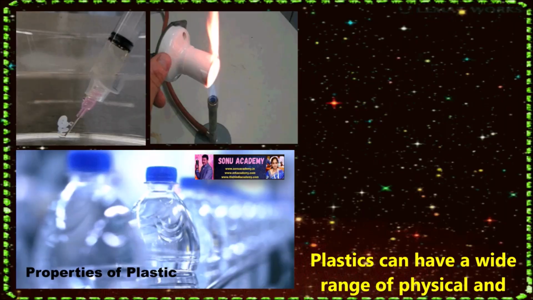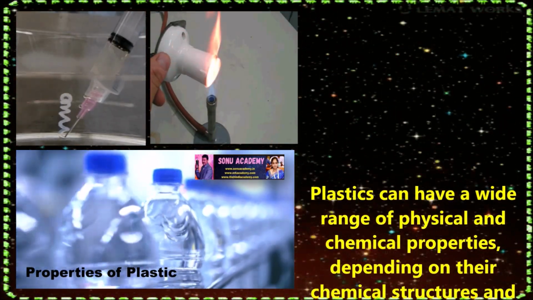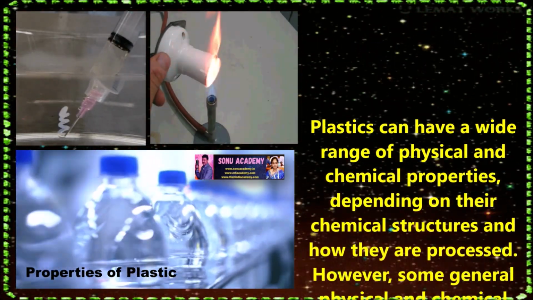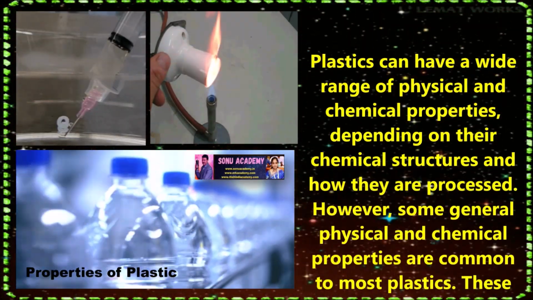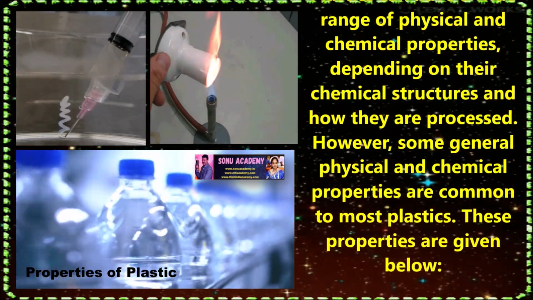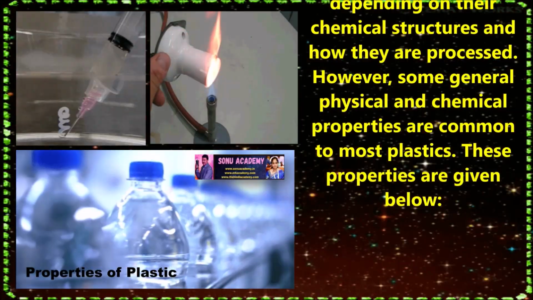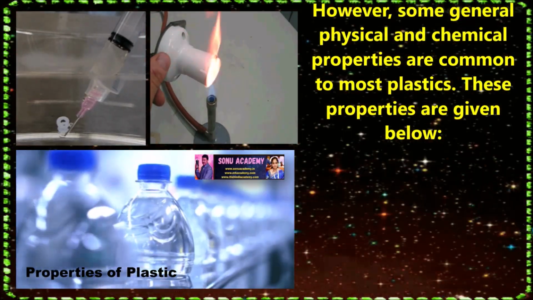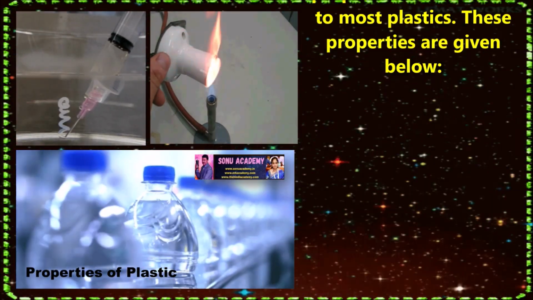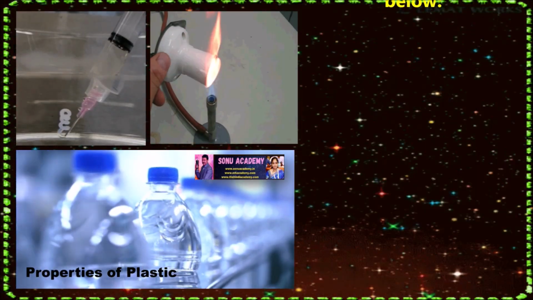Children, plastics can have a wide range of physical and chemical properties depending on their chemical structures and how they are processed. However, some general physical and chemical properties are common to most plastics. Let us discuss the physical properties of plastics.